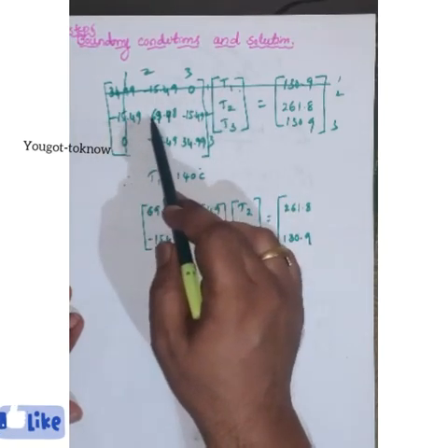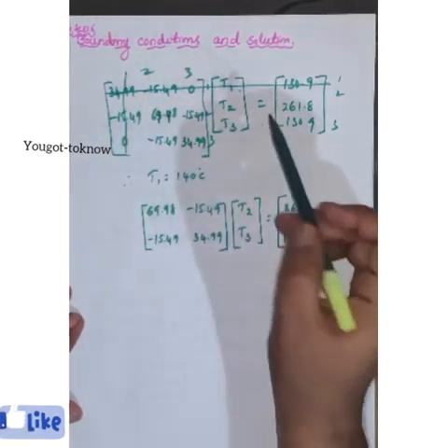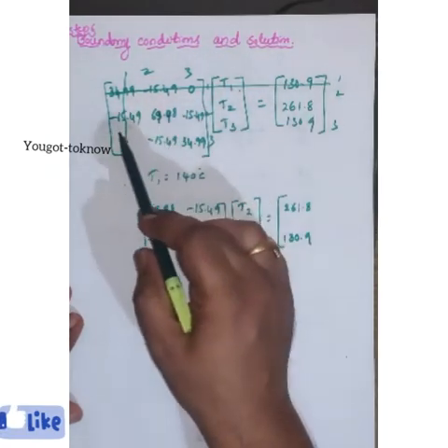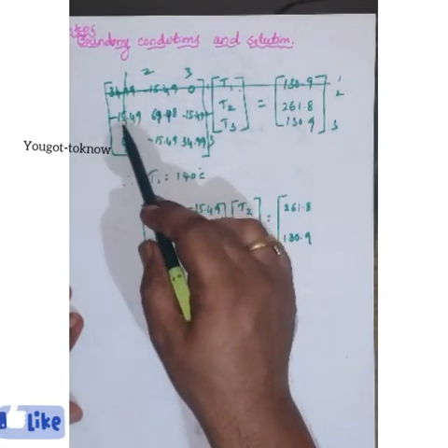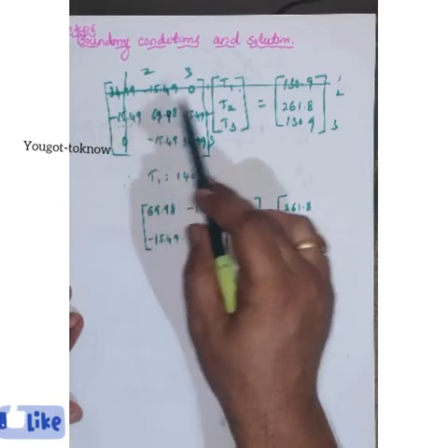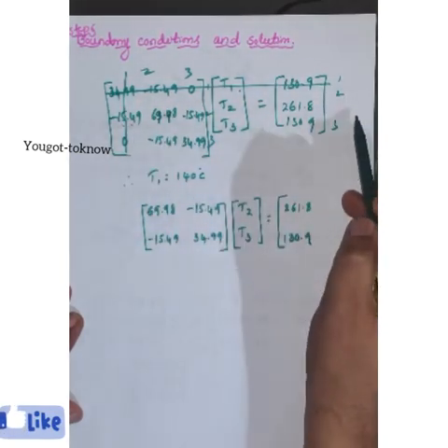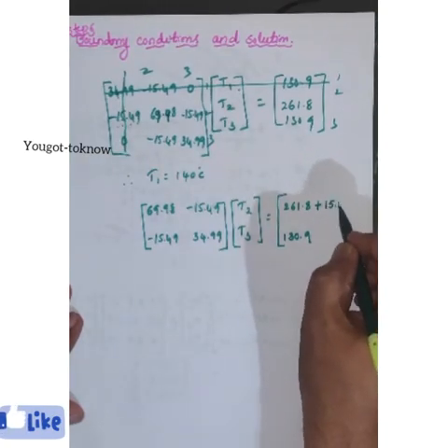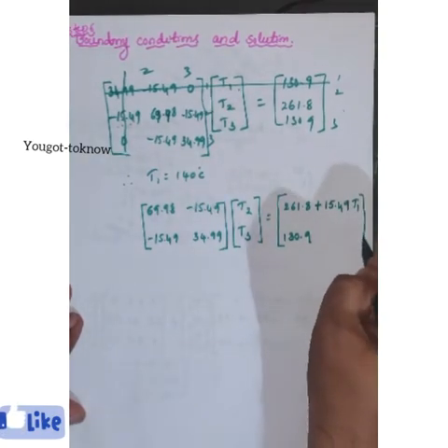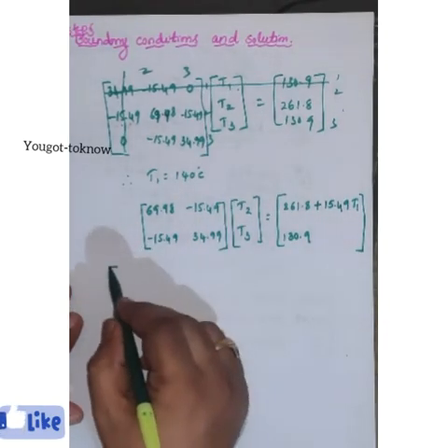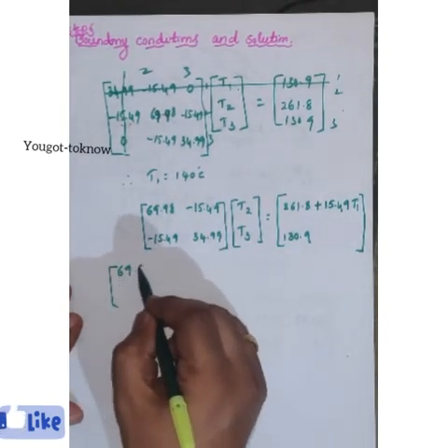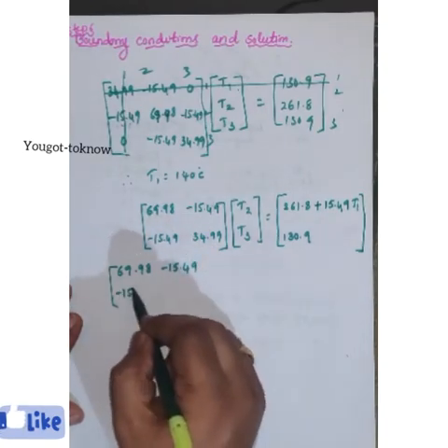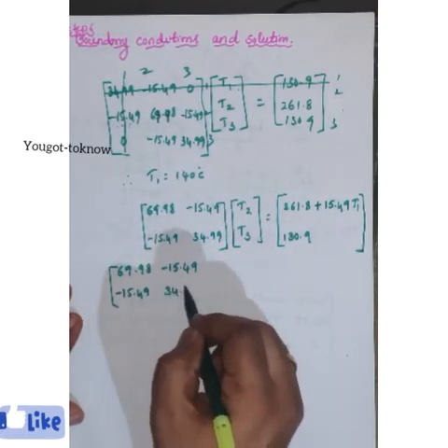Because of this term, we cannot directly neglect it. In previous problems, even if you solve your structural problem, the displacement is 0, and if you multiply it, it is automatically 0. But in this kind of problem, you should be careful. You have to move the minus 15.49 to this side. If you send minus 15.49 to this side, it becomes plus 15.49 T1. Now if you modify it, what happened? 69.98, minus 15.49, minus 15.49, 34.99.